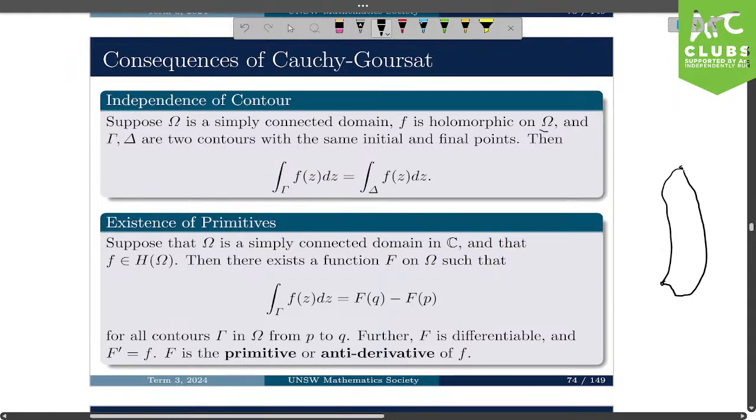It's because these two curves together actually make a loop. So the integral along gamma minus the integral along the other contour is going to equal 0. And that means that the integral along this contour is equal to the integral along the gamma contour.